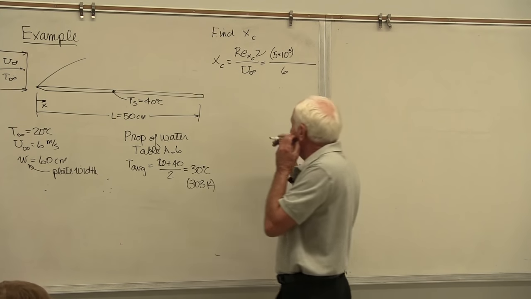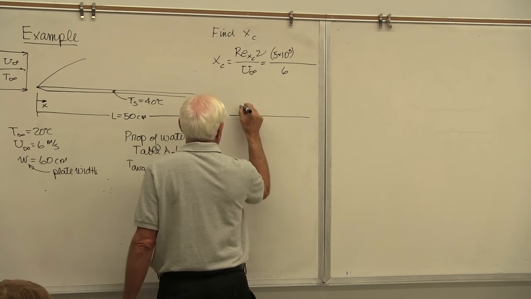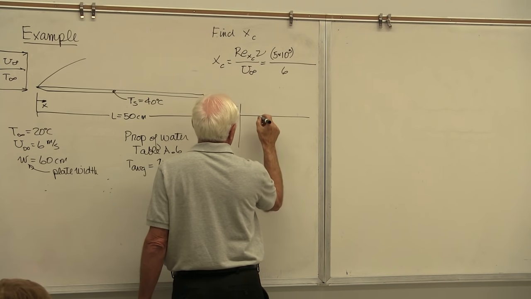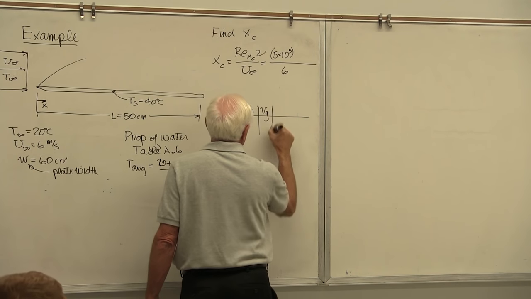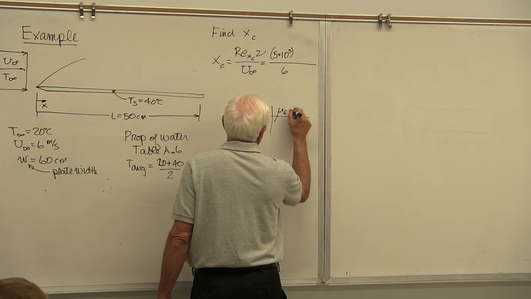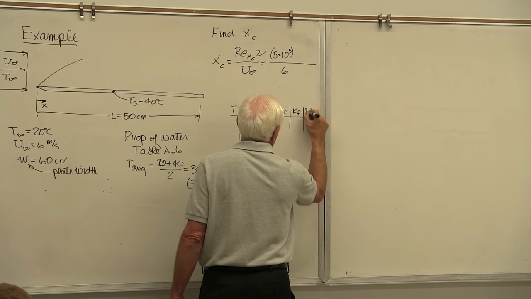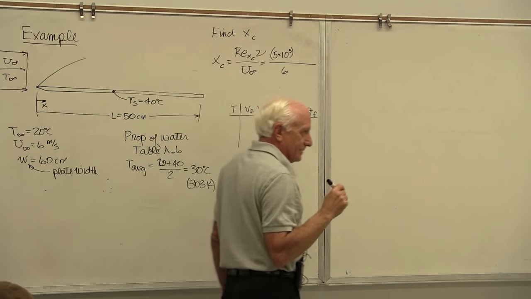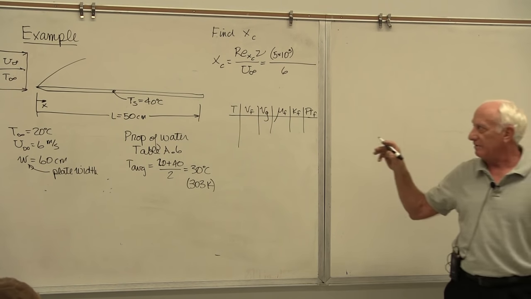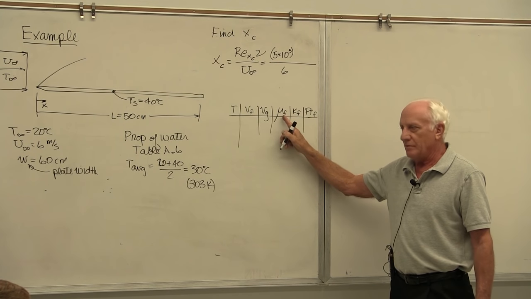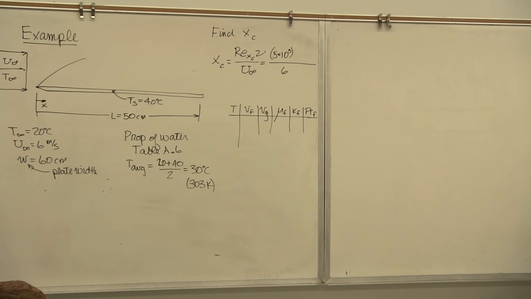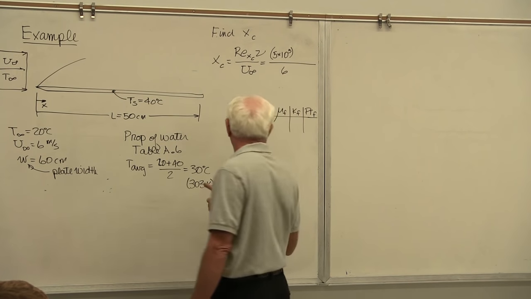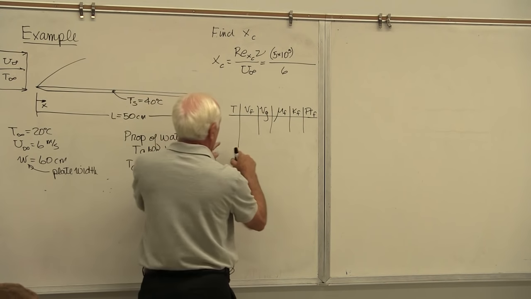Now if you remember the back of that book, this table has temperature, then vf, then vg, then mu f, then kf, then Prandtl f. It's like a thermal table for water. There are two subscripts on everything: vf, vg, mu f, mu g, kf, kg, Prandtl f, Prandtl g. From thermal, the f means saturated liquid, the g means saturated vapor. We're going to assume water behaves like a saturated liquid, a good assumption. So we go to the average temperature and put that in here.